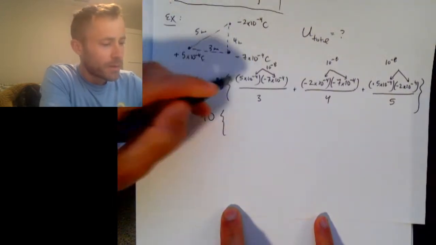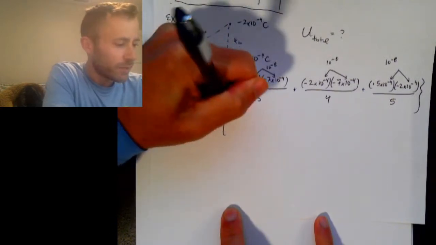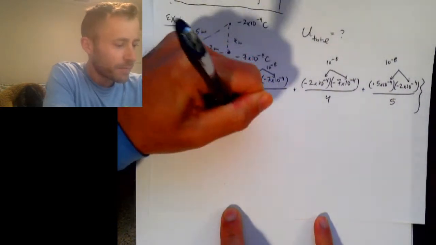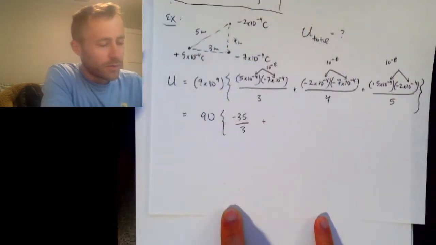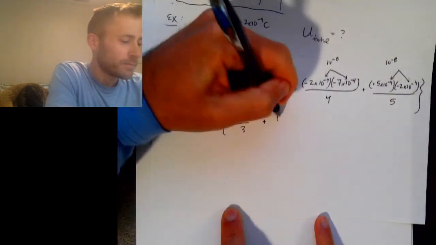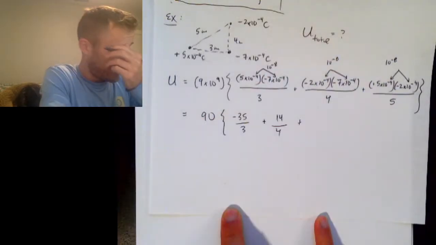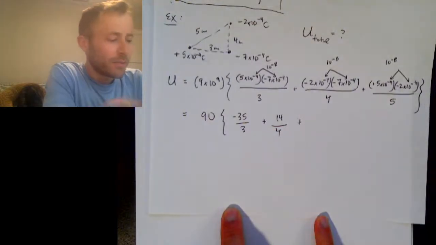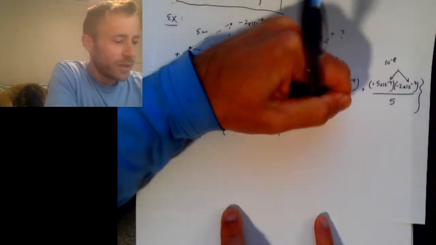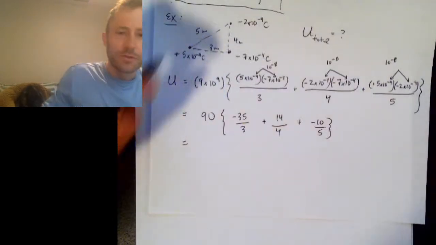All right. Then I have 5 times -7, which is -35. -2 times -7 is 14. 5 times -2 is -10. So I have to work this out.